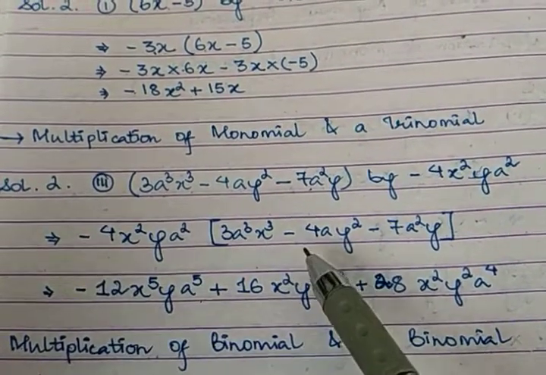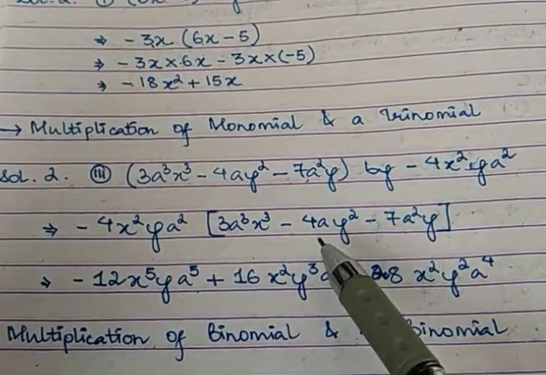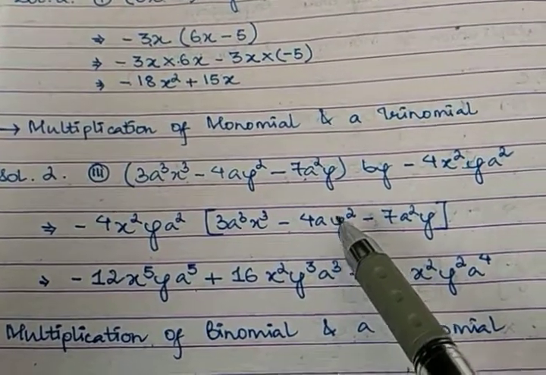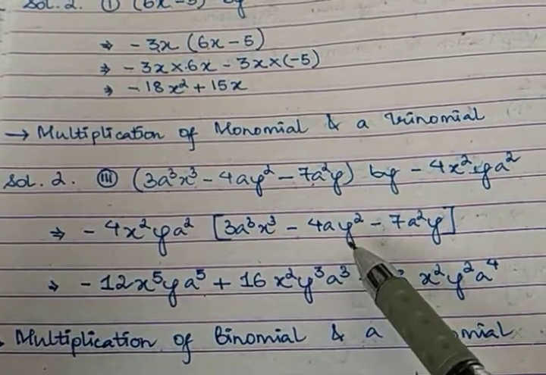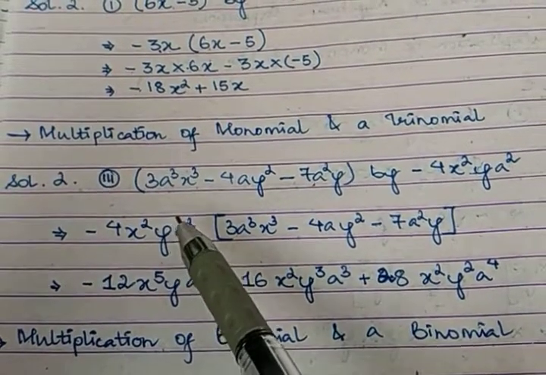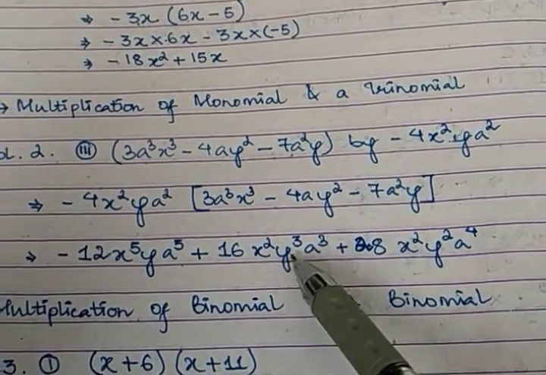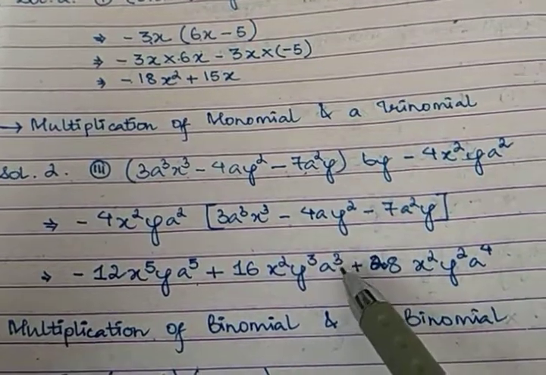Minus into minus is plus. Now again constant terms first: 4 into 4 is 16. Do we have x squared in the second term? No, so it remains as it is. Do we have y in the second term? Yes, we have y squared. y's power is 1 and y squared's power is 2; they will be added because we are doing multiplication. So y to the power 3. Now a squared, yes, we got a, so a cube.